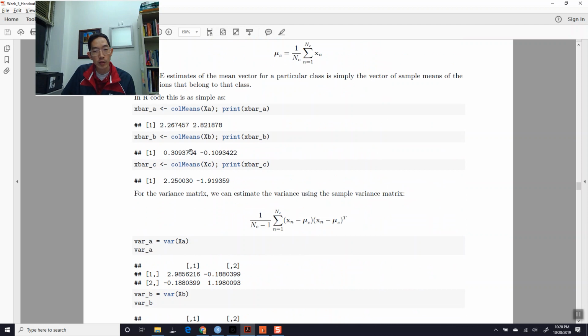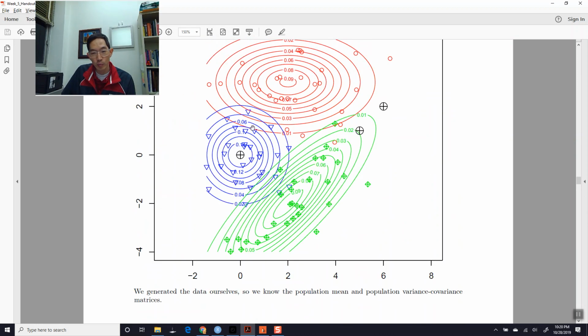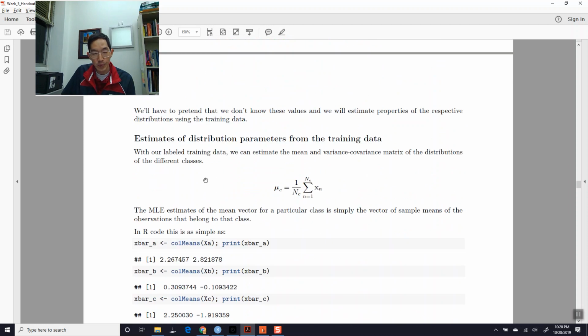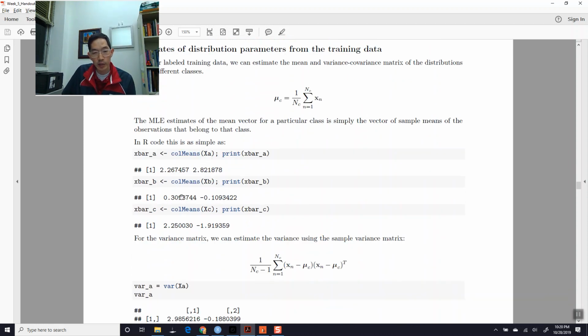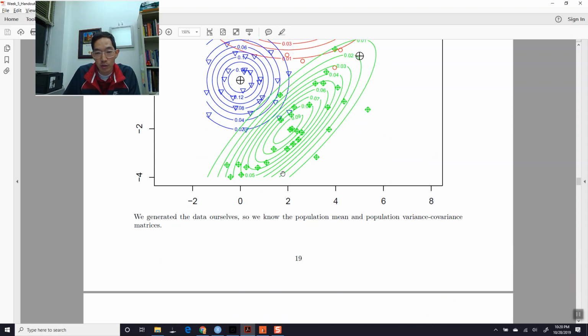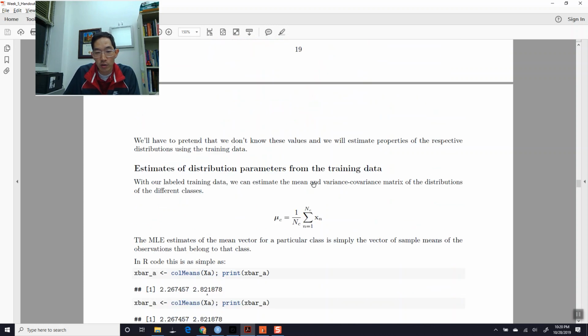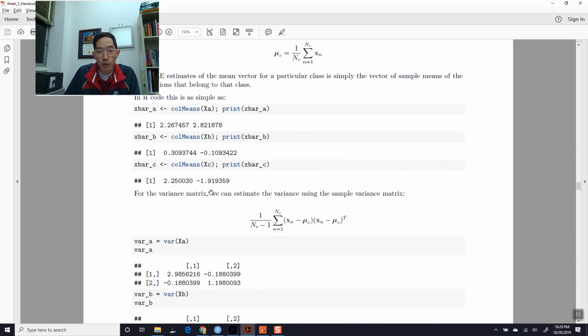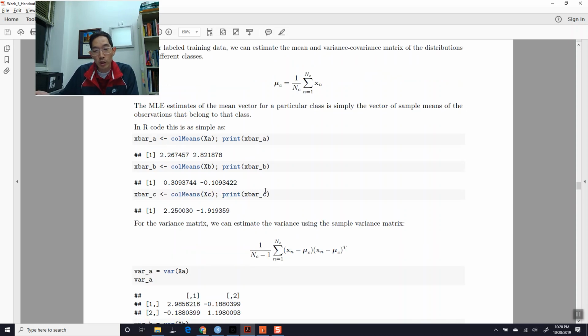As far as class B goes, these blue triangles, the mean of our sample of data is 0.3 and -0.1. The actual data is generated from a population where the mean is 0, 0, but we don't know that. So we have our training data, we just have to estimate the mean, and we get 0.3 and -0.1. Same thing for class C. We don't know how the data was generated. The real data came from a distribution centered at 2, -2. We estimate it and get 2.25, -1.9. Kind of close, but not exactly the same.